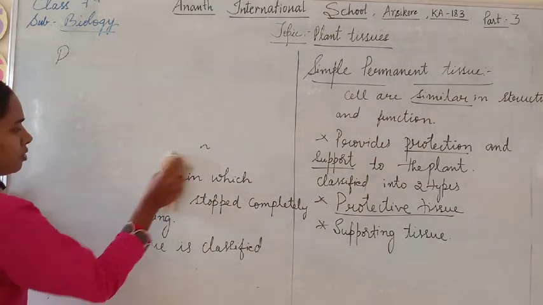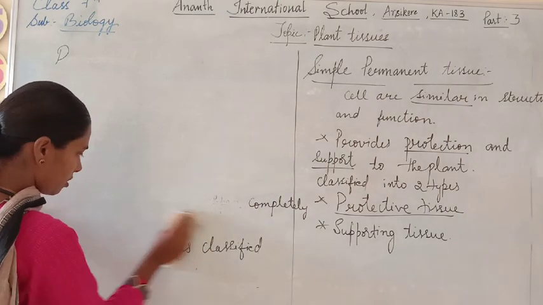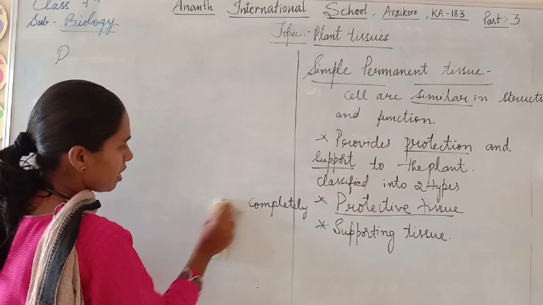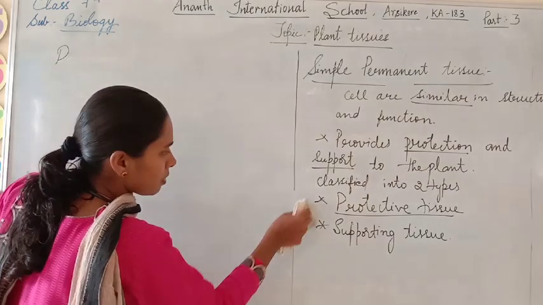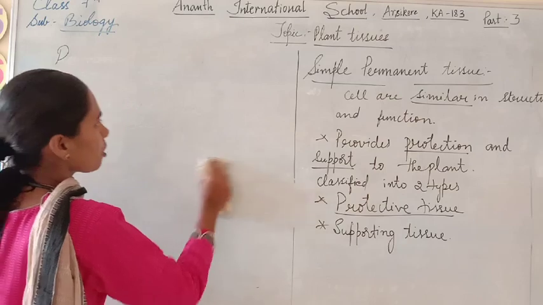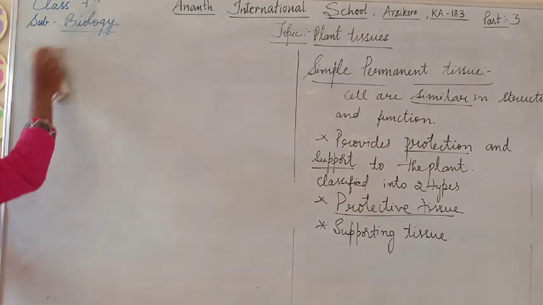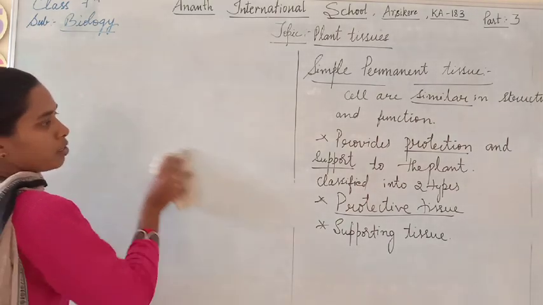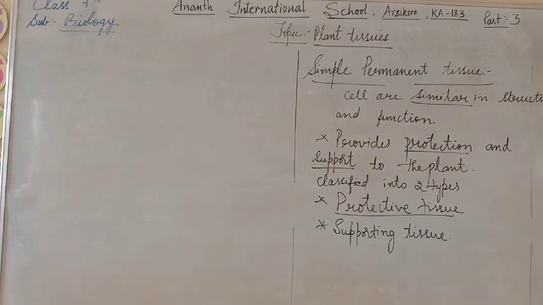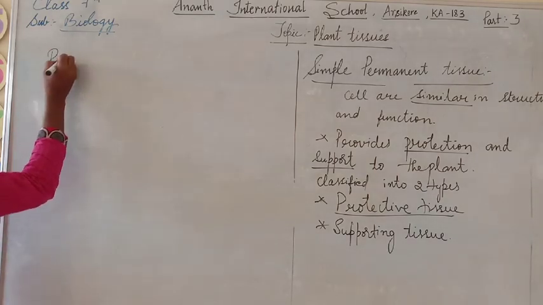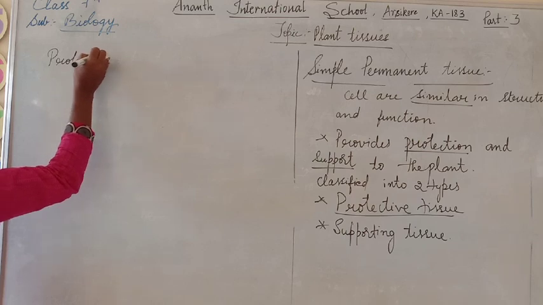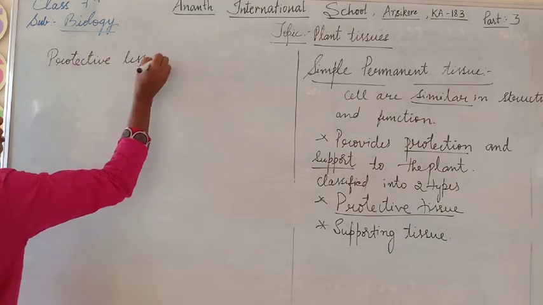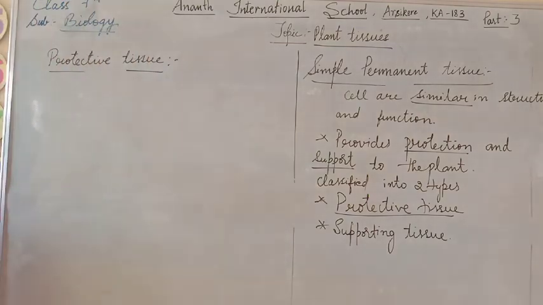The word protective itself gives us the meaning. Protect means, just as a house gives us protection from rain or from sunlight, the same way, even in the plants, these plants are protected by this tissue, that is protective tissue. So as we all know, in tissue mainly the cells will be present.